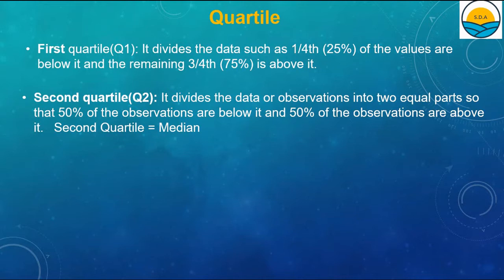Next is Q2 or second quartile. It divides the data or observations into 2 equal parts so that 50% of the observations are below it and 50% of the observations are above it. So this also happens with the median. So the second quartile and the median are the same thing.